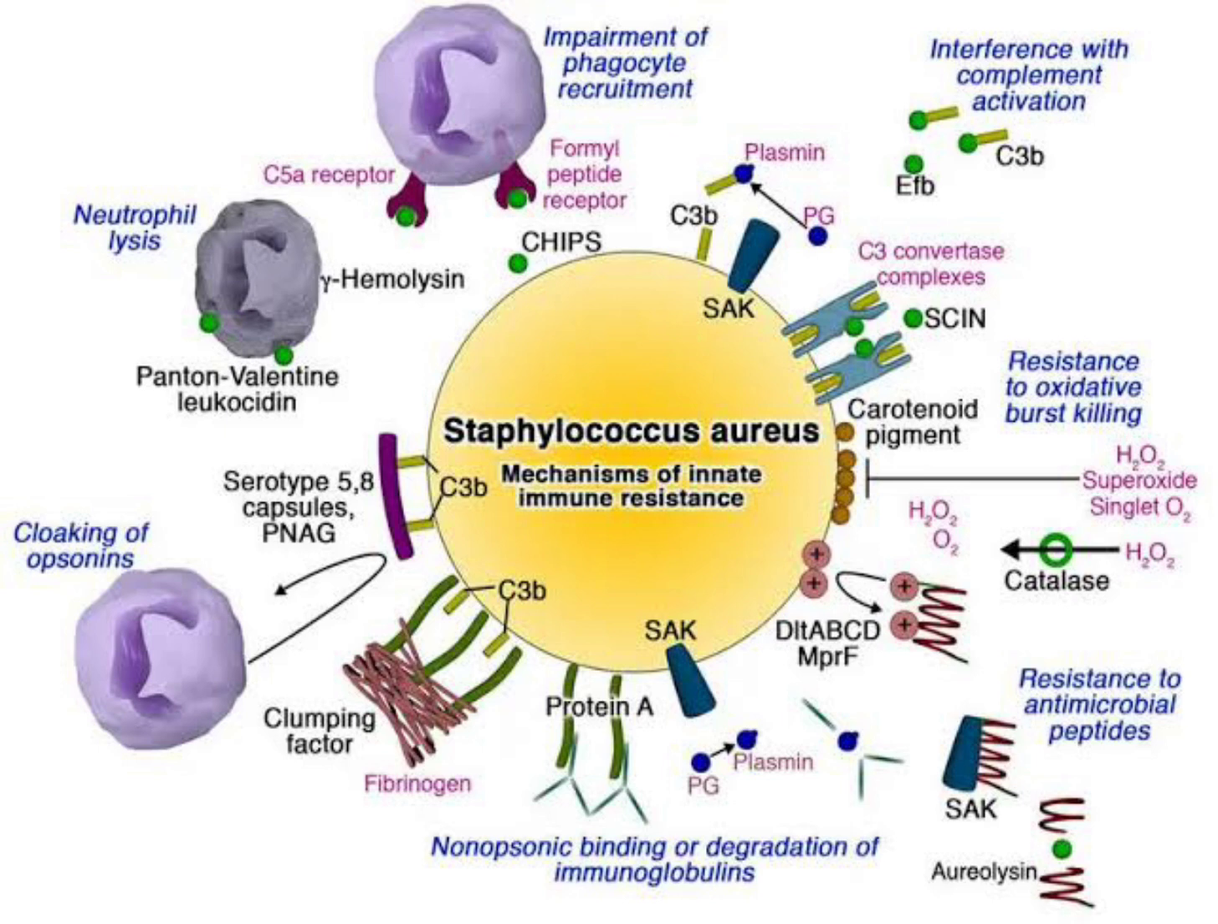clumping factors, CLFA and CLFB, collagen-binding protein, CNA, and protein A, SPA. These also include invasins that facilitate the penetration of host barriers, such as coagulase, Staphylococcus, hyaluronidase, and lipases.